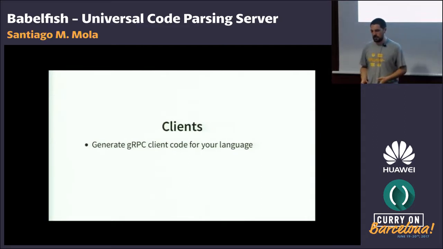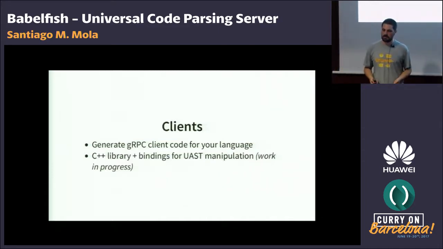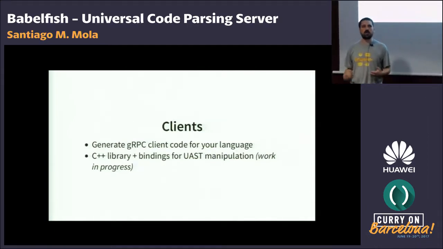And then we have the clients. You can generate the client code with gRPC for whatever language you are using. And we are now working on a C++ library with bindings for multiple languages to make it easier to manipulate the UAST.